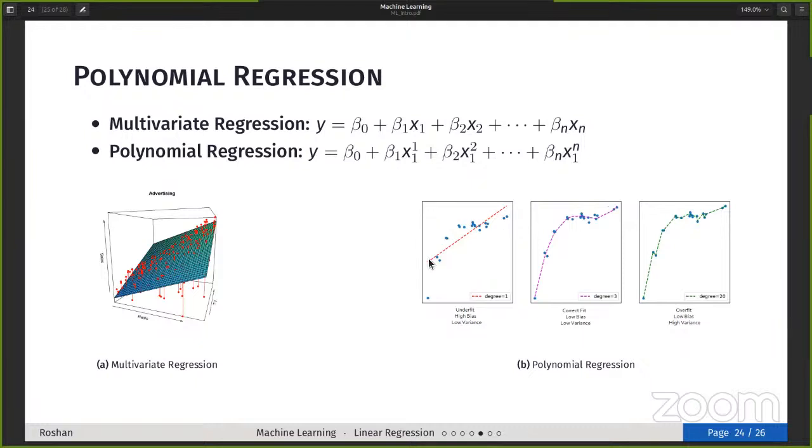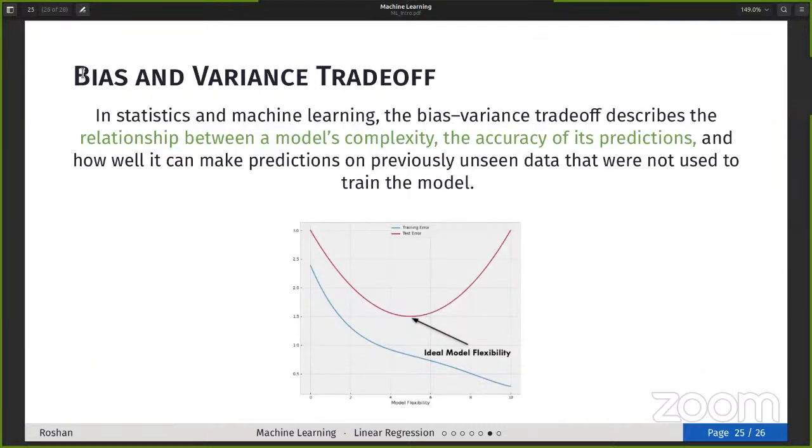You don't want underfitting also. So this is the underfitting case where the model is not good at all. Here is the overfitting case where the model is too good on the training data set. Here I would say is the correct fit where both the training and test error might be as minimum as possible. To explain this, there is something called the bias and variance trade-off.